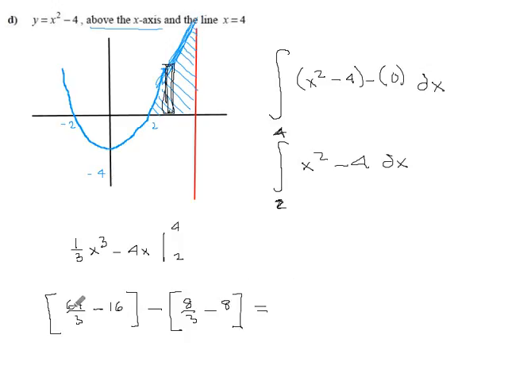And common denominator, 64 over 3. 16 is 48 over 3. We have minus 8 over 3. That's already got the correct denominator. And minus negative 8 makes plus 8, also known as 24 over 3. 64 minus 48 is 16. 16 minus 8 is 8. 8 plus 24 is 32 over 3. And done.